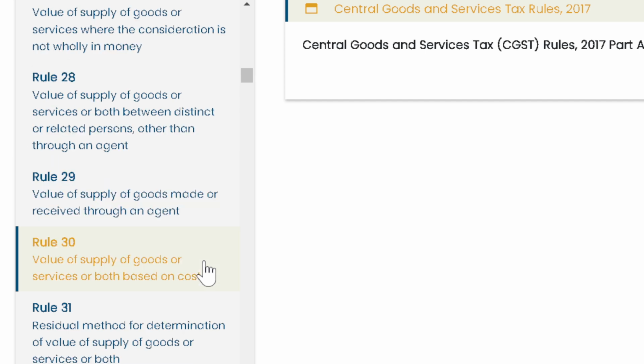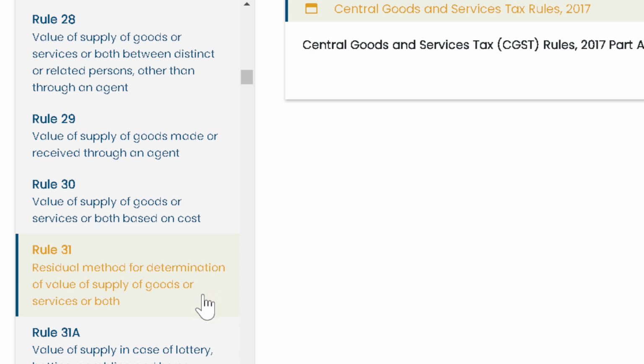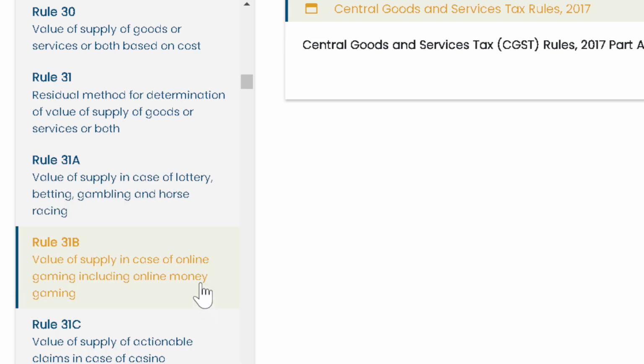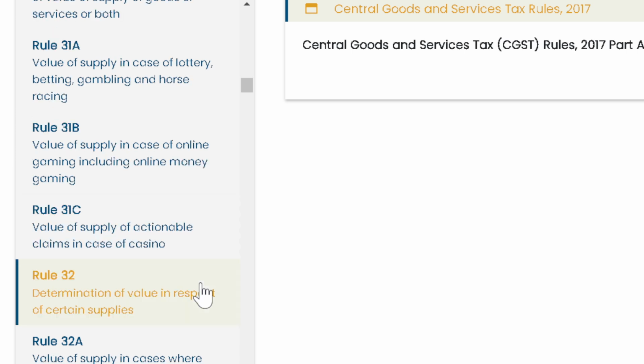Rule 30, value of supply of goods or services or both based on cost. Rule 31, residual method for determination of value of supply of goods or services or both. Rule 31A, value of supply in case of lottery, betting, gambling and horse racing. Rule 31B, value of supply in case of online gaming including online money gaming. Rule 31C, value of supply of actionable claim in case of casino.